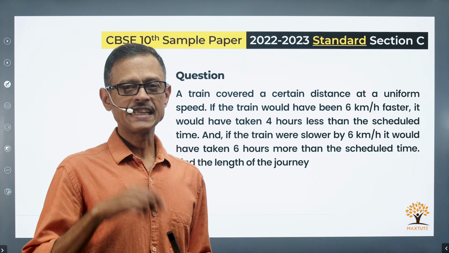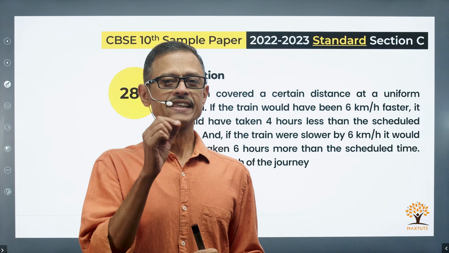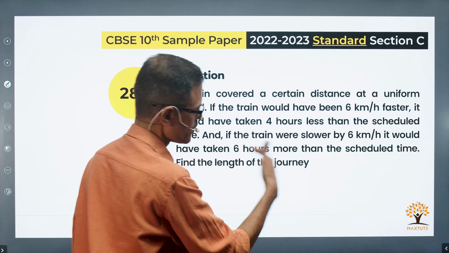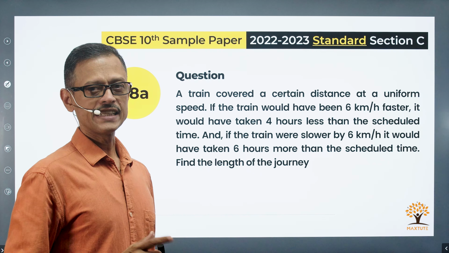Question 28 has an internal choice. We're going to be looking at both these questions in the same video. 28A is from quadratic equations. It's a word problem. Some information is given in these 4 or 5 lines. We'll have to frame an equation, solve the equation to arrive at the answer.